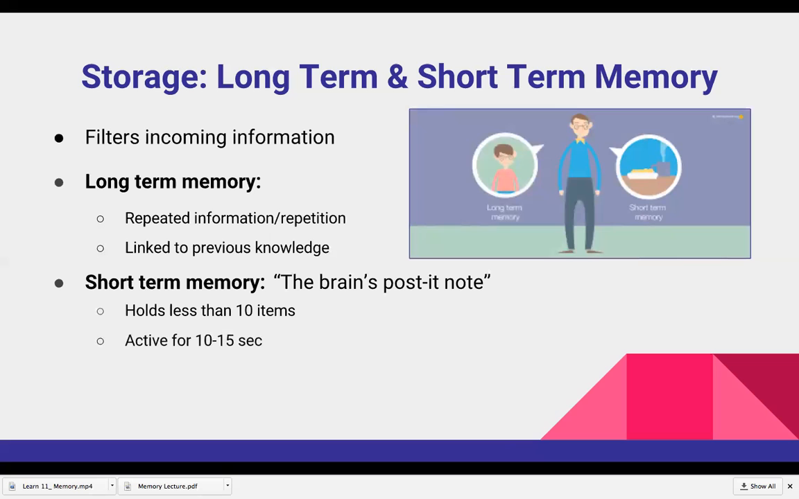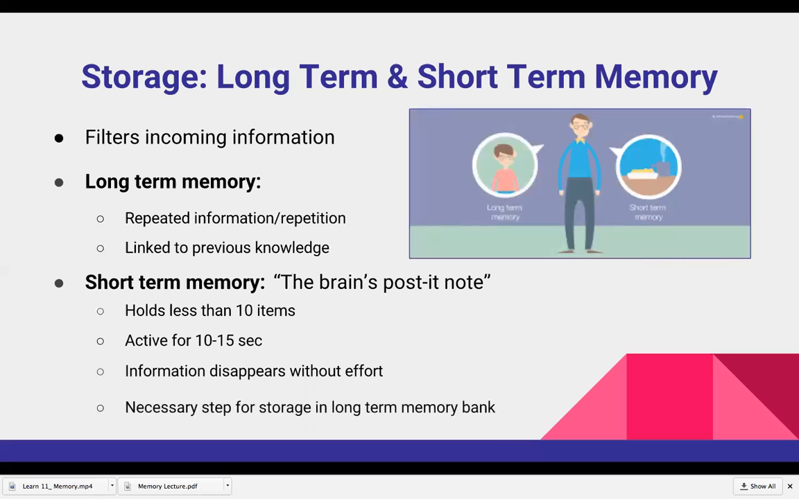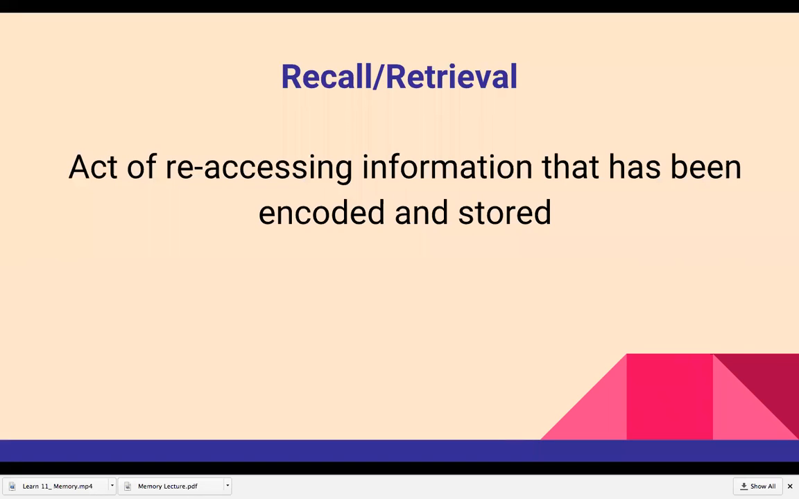Unless we do something with the information, it's going to leave our short-term memory without any effort at all. So we need to act on this new information very quickly. Repeat it, repeat it, repeat it, link it to previous knowledge, do something in order to get our information to the long-term memory bank, because of course the short-term memory is necessary. This is necessary, just as encoding is necessary. Could you imagine if we could remember everything that we saw for all of our short-term memories? It would be insane.